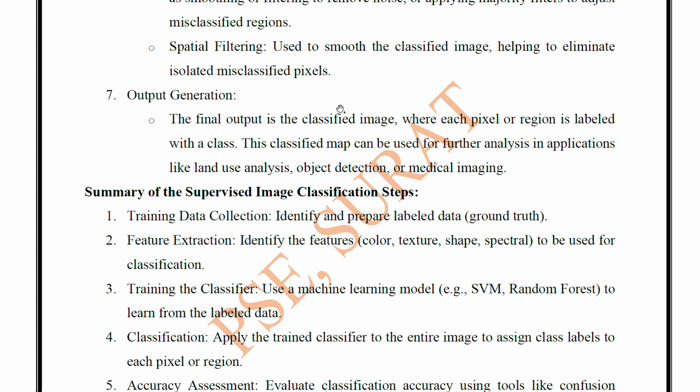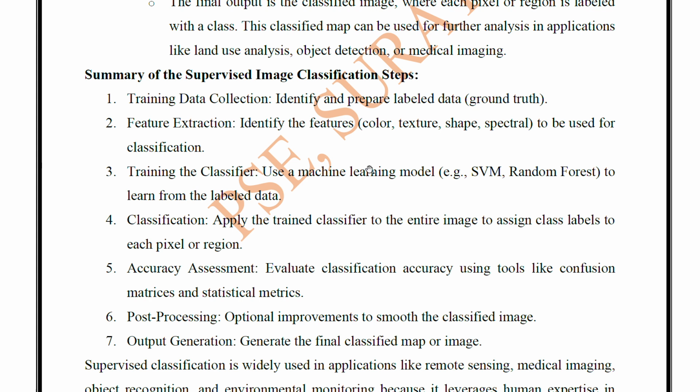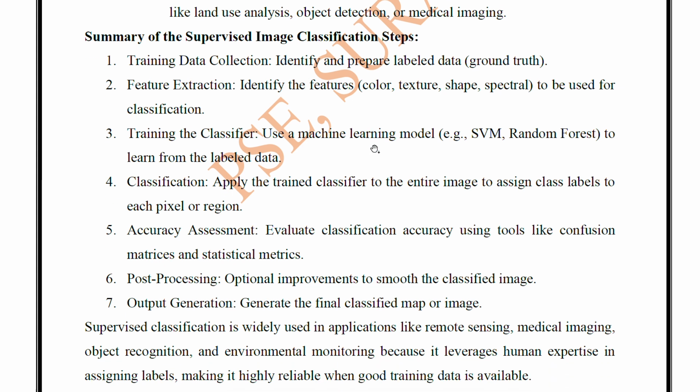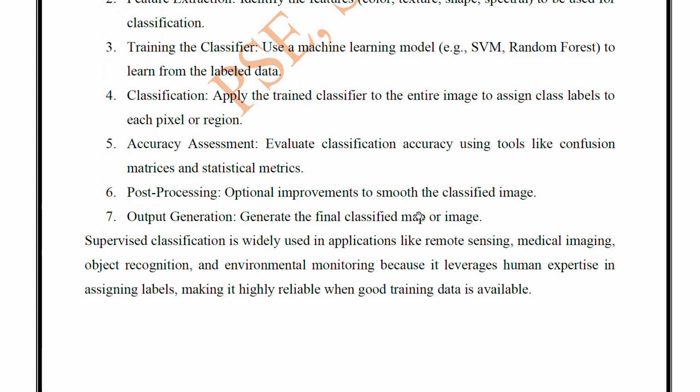Summary of the supervised image classification steps. First is the collection of data, then feature extraction, then training the classifier, then classification, then accuracy assessment, then post processing, and last is output generation. Supervised classification is widely used in applications like remote sensing, medical imaging, object recognition, and environmental monitoring because it leverages human expertise in assigning labels, making it highly reliable when good training data is available.